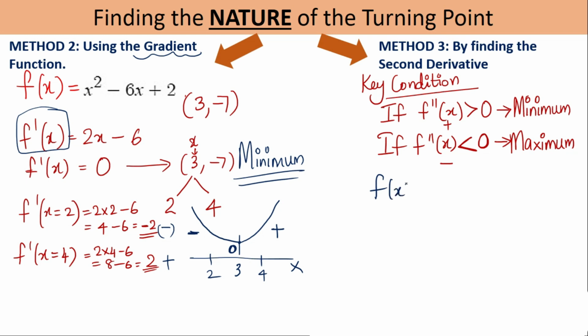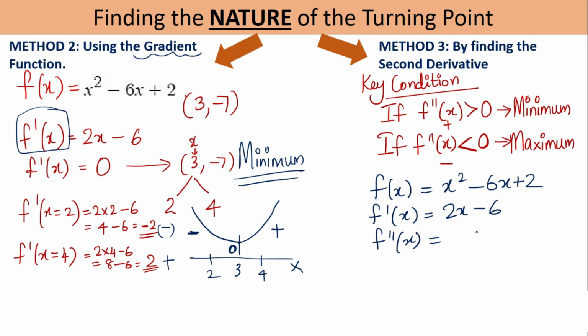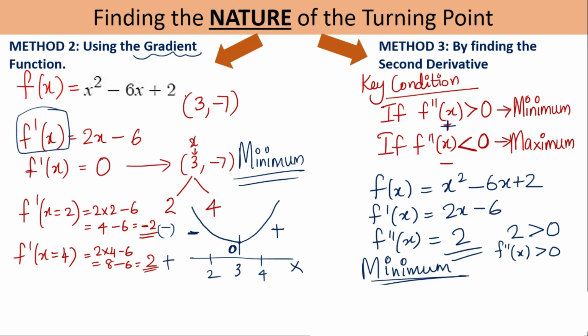Now for the function f of x equals x squared minus 6x plus 2, f dash of x is equal to 2x minus 6. And f double dash of x, which is the second derivative, is going to be 2. Now 2 is a positive value. Here we can see that 2 is greater than 0, which means f double dash of x is greater than 0, and the condition is that this is going to be a minimum point. So these are the two techniques that you can use to find the nature of the turning point.